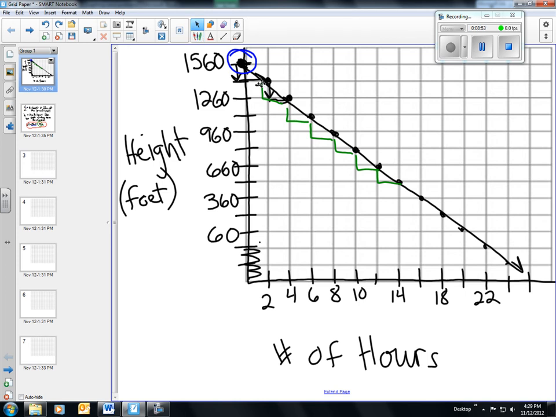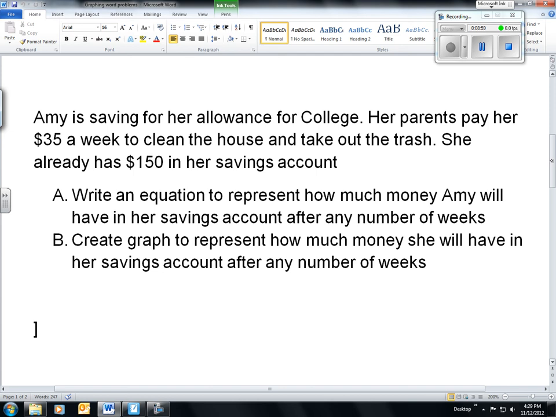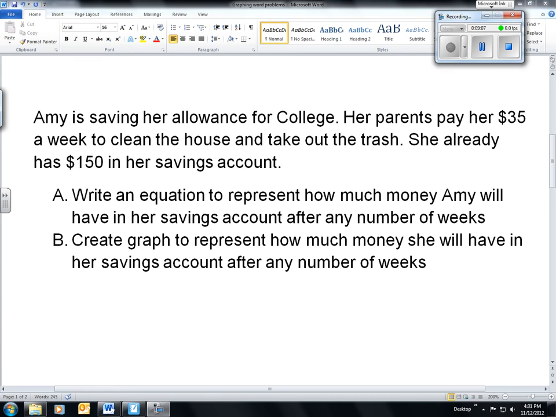Okay, let's look at some practice problems for tonight's homework. So tonight for homework, you're going to be looking at this problem here. So Amy is saving her allowance for college. We need to reword that, actually. Okay, I went ahead and changed that for this problem.